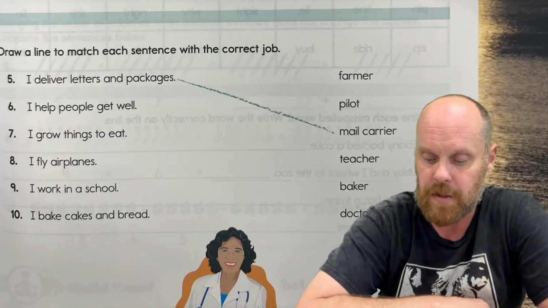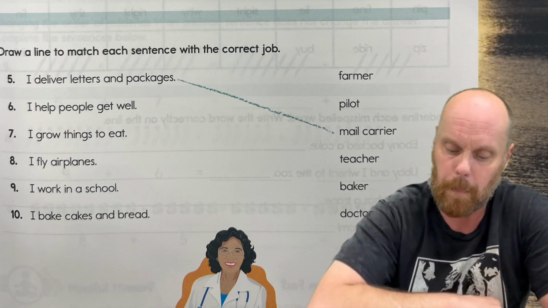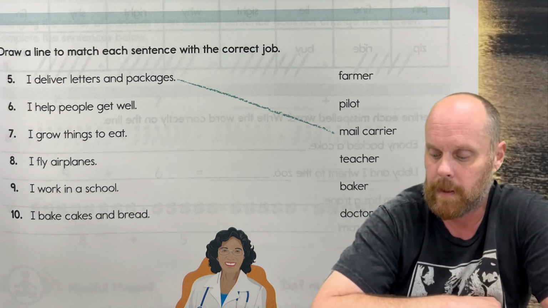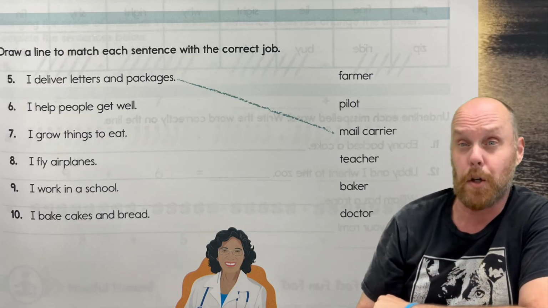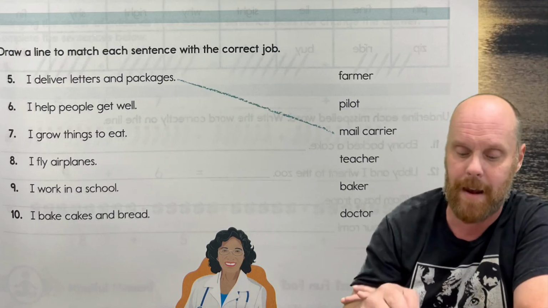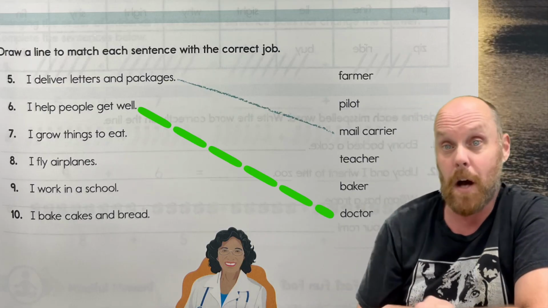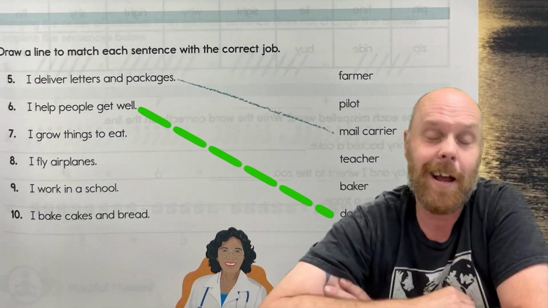I deliver letters and packages. That's a mail carrier. How about I help people get well? Well, look at the bottom answer there. It says doctor. Is that what doctors do? It is, isn't it? So we would draw a line from that sentence to the doctor. So make sure you're reading each sentence carefully and drawing your lines.